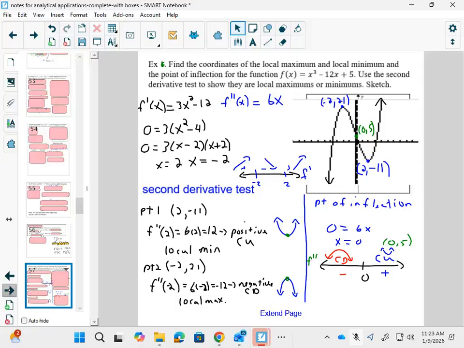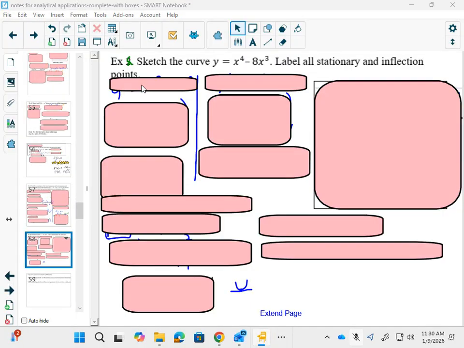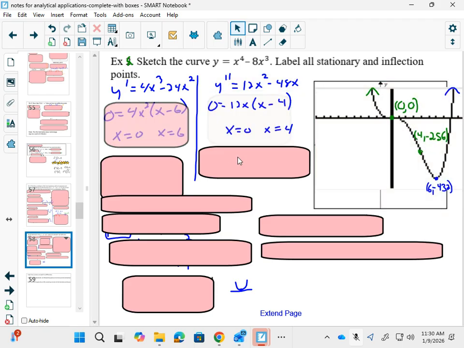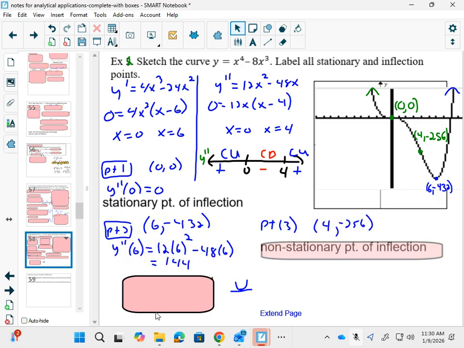I'd like you to try the next one on your own. You can use the first derivative test. I will put up the answer in a bit. All right, I'm going to put up the answers. You can check if you're done. If you don't want to check yet, that is fine.